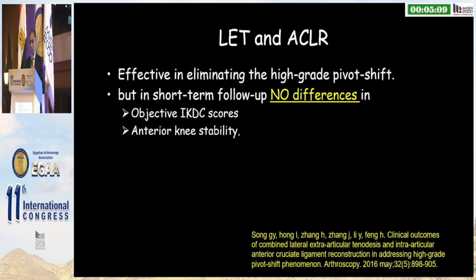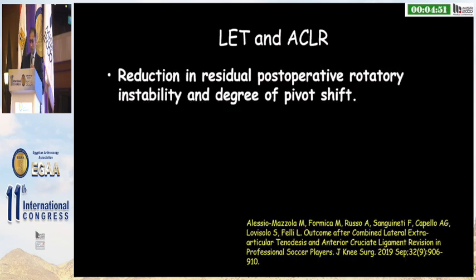What we have from the studies that looked at ACL revision with lateral extra-articular tenodesis is that it eliminates the high grade pivot shift, but it doesn't make a difference in the outcome. This is another study, 2019. Again, a reduction of residual post-operative rotatory instability and high grade pivot test.